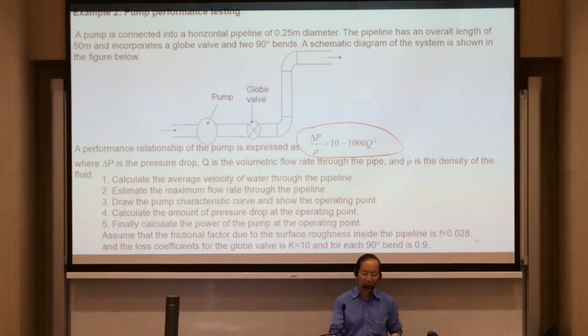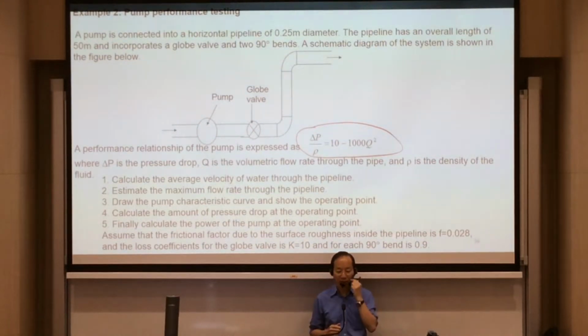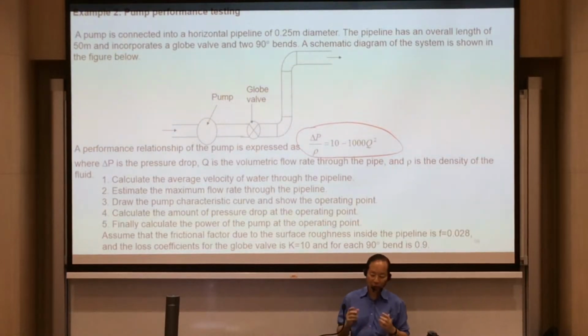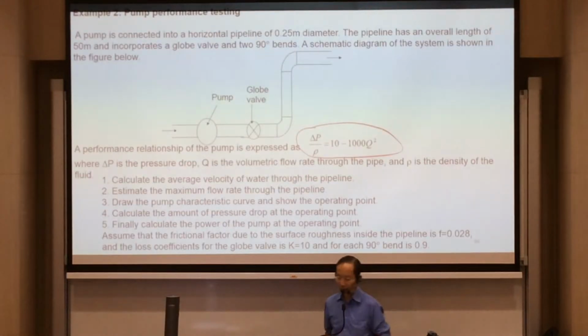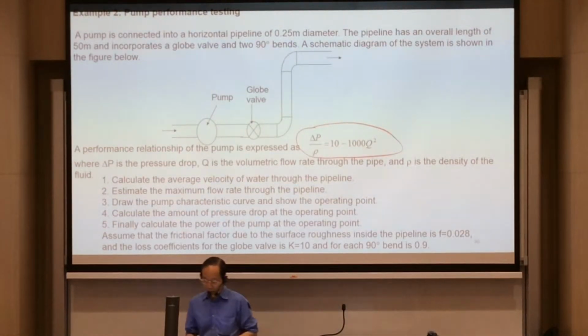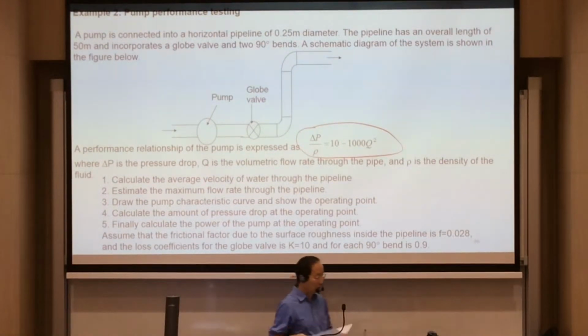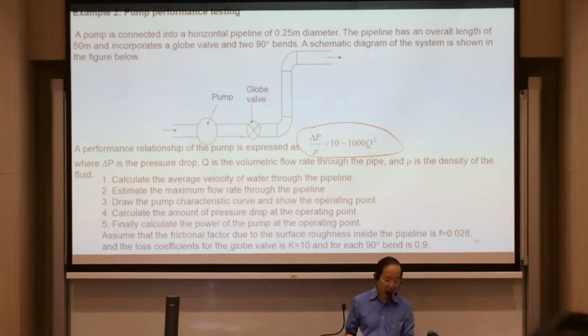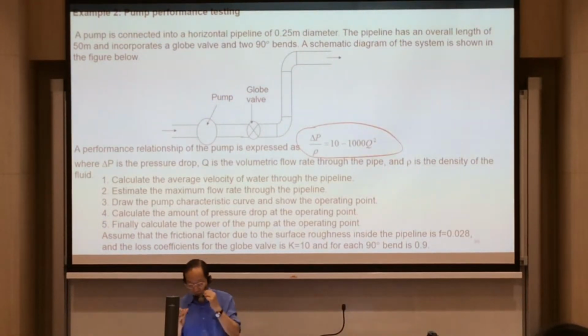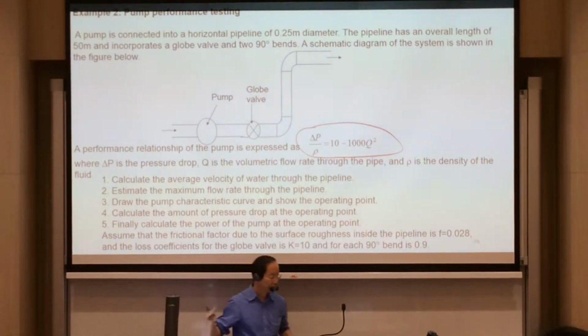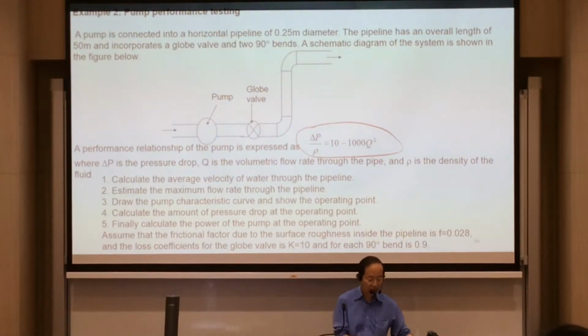Okay? So, you assume that the friction factor due to surface roughness inside the pipe, f, is 0.028, and the loss coefficient for the globe valve, K, is 10, and for each 90-degree bend is 0.9. Okay, so this is actually an interesting and challenging question. It opens up our mind to more practical application. So how do we start?